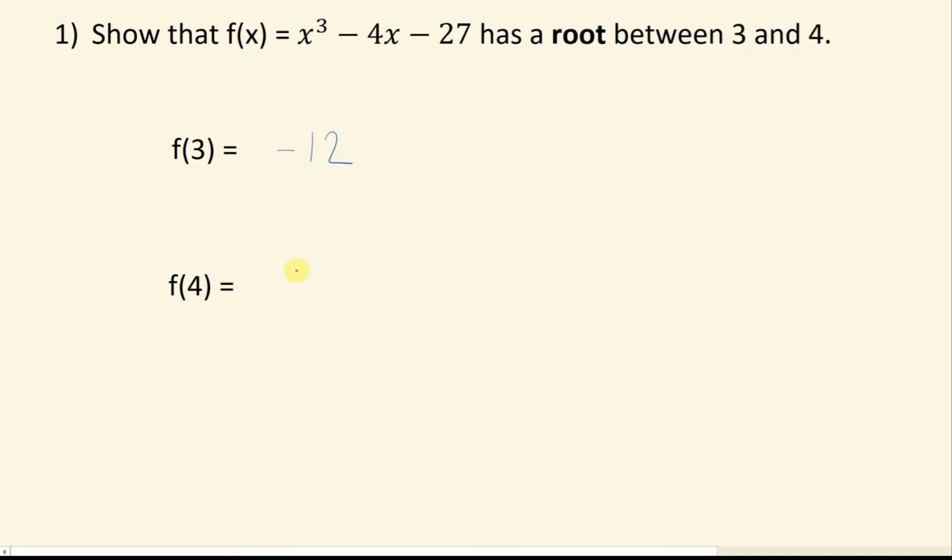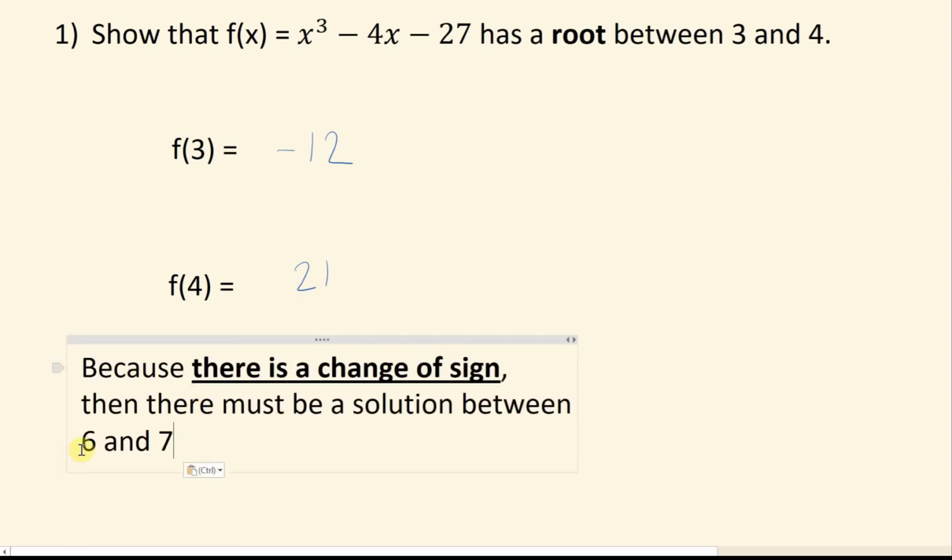We get 21. And then the exact same thing for 4. We've done the hard work. We just need to say that because there's a change of sign, there is a solution between 3 and 4. So really simple, not too much to do. Just make sure you follow those steps and also say something along these lines.